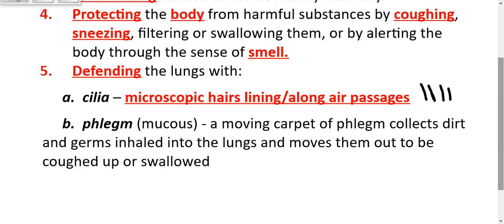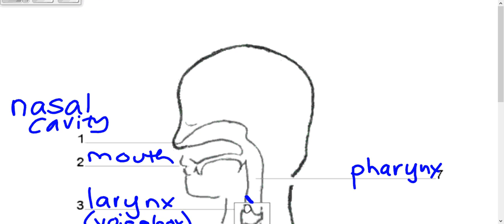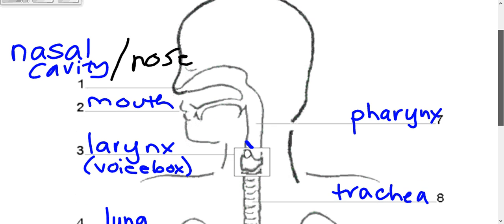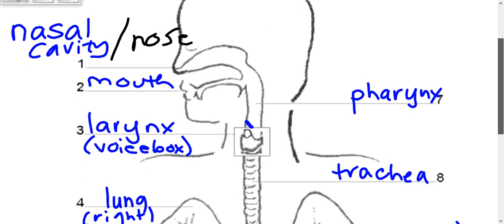The last piece of the puzzle we're going to do today is we're just going to label the respiratory tract here. So number 1 here, this is your nasal cavity. It would also be okay to say, you know, nose, nasal passages, something to that effect. Number 2 is your mouth, and again in the digestive unit we talked about it being the oral cavity. We're going to go down the left side here. Number 3 is your larynx or your voice box. Larynx is the proper term, voice box is kind of the common term.